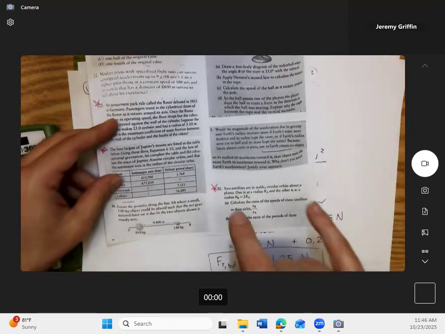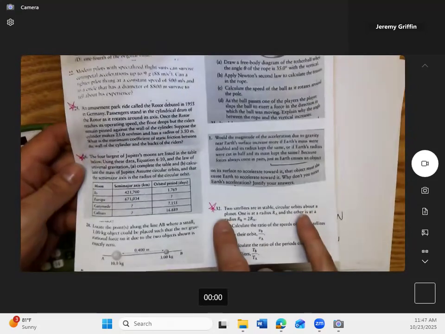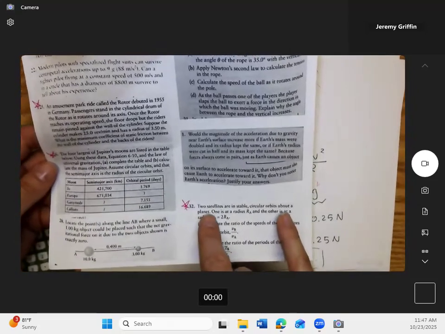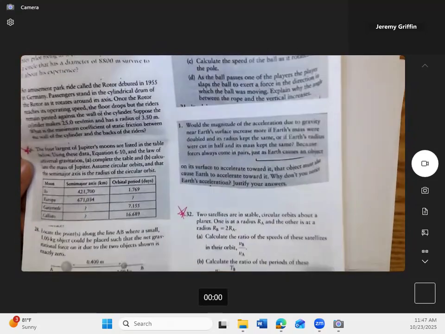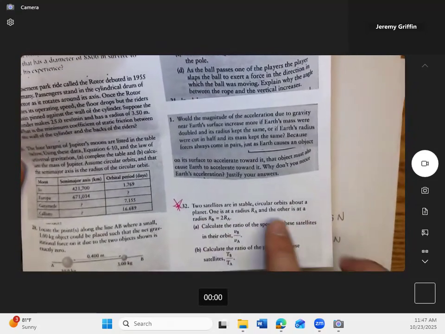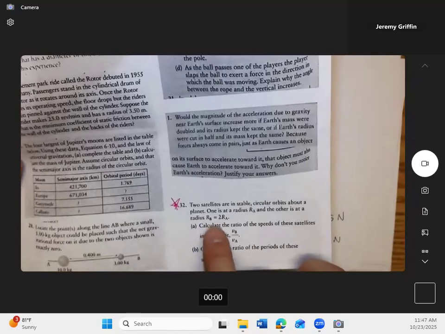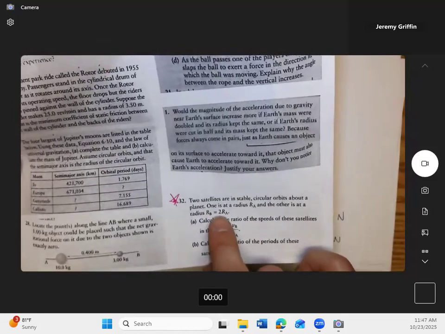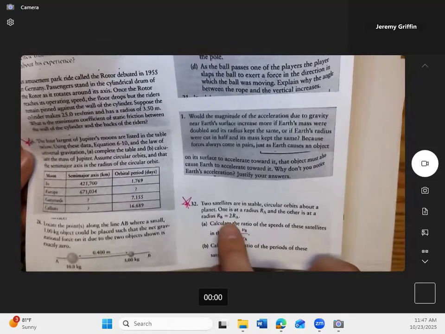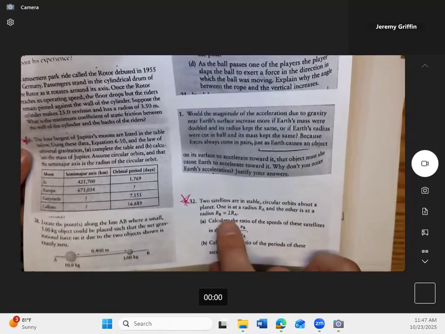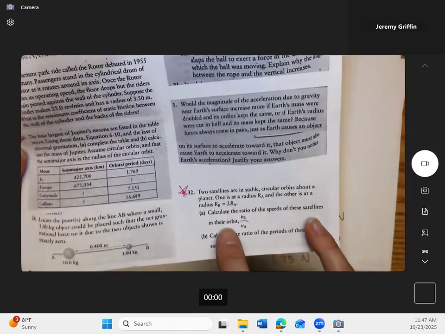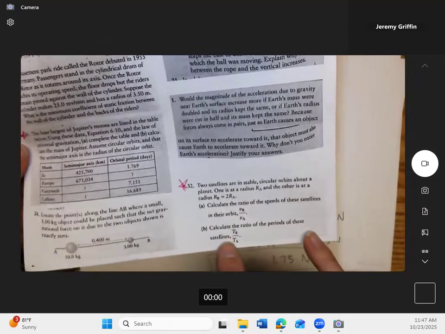Let's do the very last question, number 32. You guys work backwards here, on the ones that got started. Number 32. 2 satellites are in stable circular orbits around the planet. One is at radius r sub a, and the other is at radius r sub b, which is twice as far out as the first satellite. Is that twice as far out from the surface or from the center of the planet? From the center. Calculate the ratio of the speeds of the 2 satellites, and also the ratio of the time periods.